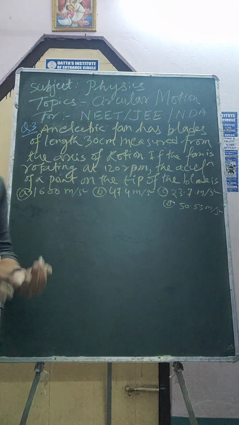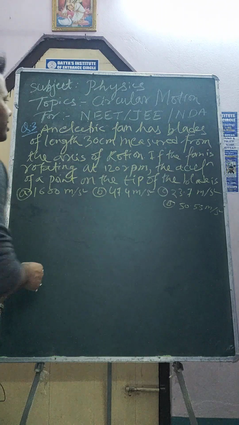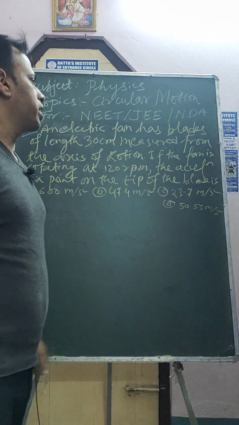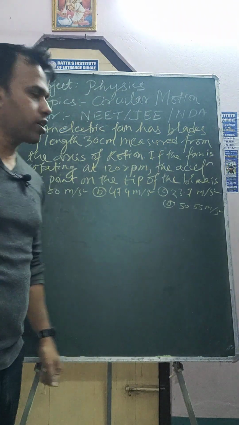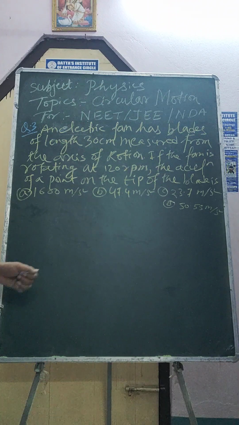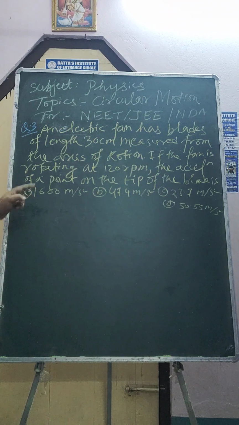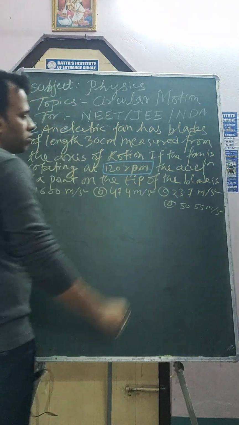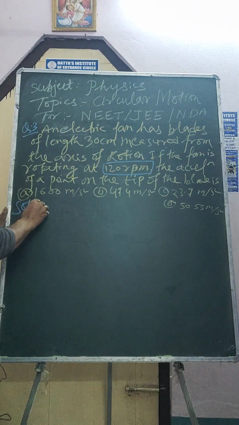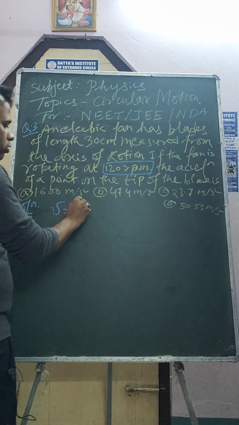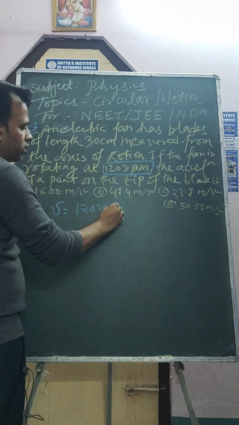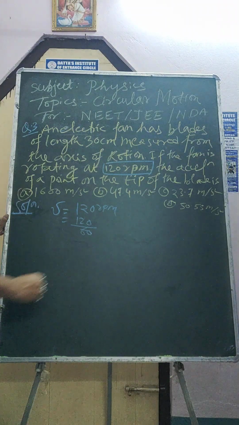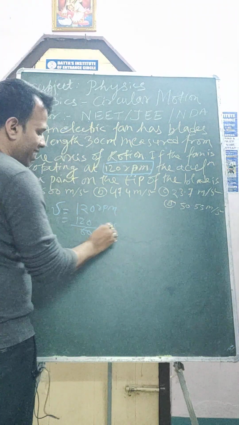So our next question, question number 3, is like that. An electric fan has blades of length 30 cm measured from the axis of rotation. If the fan is rotating at a speed of 120 rpm, so what is given? 120 rpm, that is the frequency of the fan. Frequency nu equal to 120 rpm. If I convert it, 120 by 60, it will be in rps.